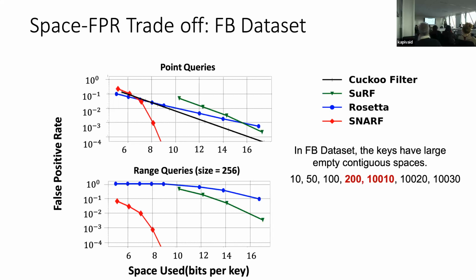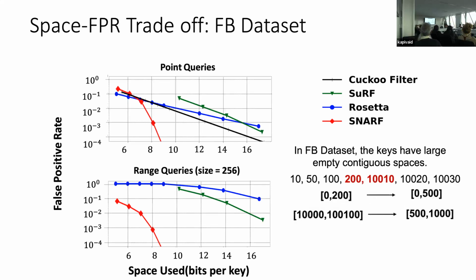Now, SNARF is able to exploit these kinds of patterns. At a high level, what would happen is SNARF will map this range of 0 to 10,100 to a small range, 0 to 1,000. But internally, it divides the space into two parts, 0 to 200 and 10,000 to 10,100, and then ends up mapping them to the mapped regions.